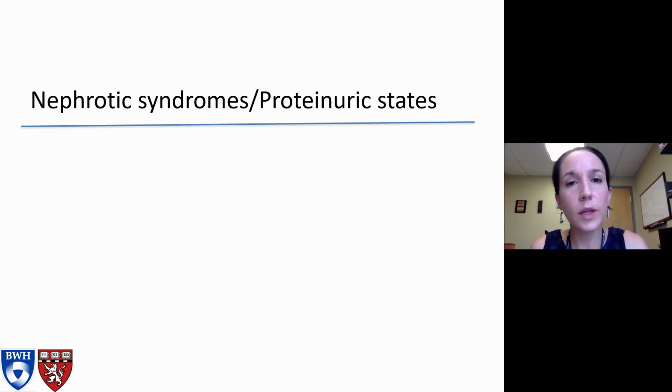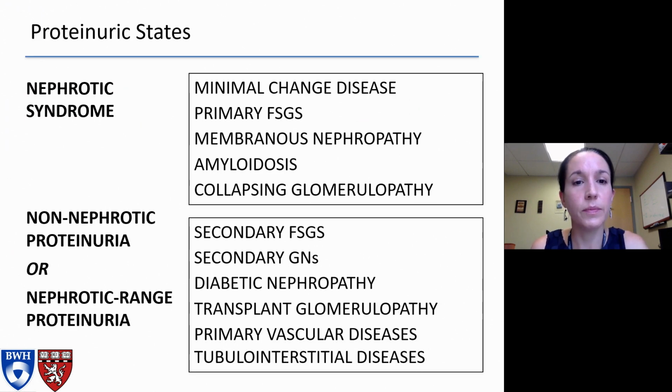So to focus, first of all, on the nephrotic syndromes and the proteinuric states. I like to divide them into the primary nephrotic syndromes, which are those where the injury is directly affecting the podocytes, versus pretty much everything else, where you can have non-nephrotic proteinuria or proteinuria that reaches the level of nephrotic range, but you do not see nephrotic syndrome. So the primary podocyte conditions are minimal change disease, primary FSGS, membranous nephropathy, amyloidosis, and collapsing glomerulopathy, which are the main ones that can present with the nephrotic syndrome.